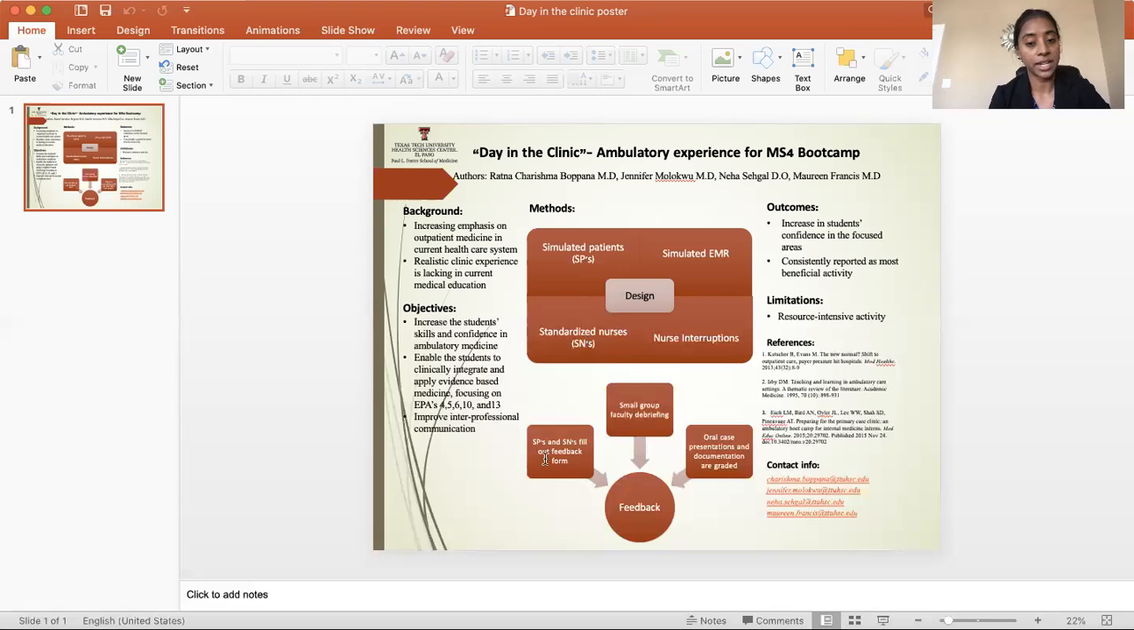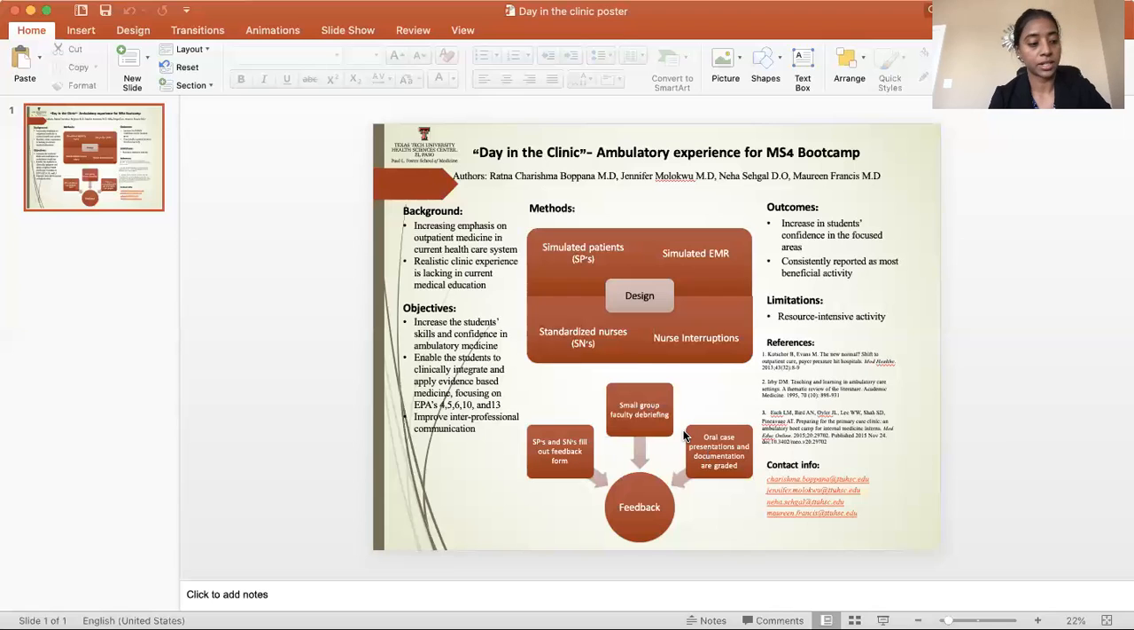The simulated patients and the standardized nurses fill out post-simulation checklists. The faculty debriefing is done in small groups of 4 or 5 students. And during the debriefing, each student will have to do oral case presentations, which are also evaluated by the faculty. And the faculty encourage peer-to-peer evaluations in order to facilitate a robust discussion.